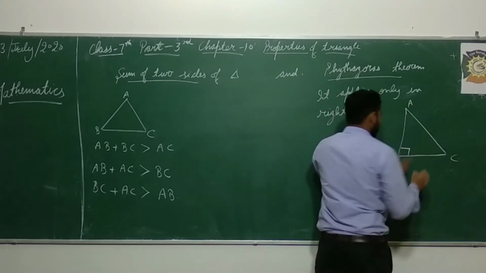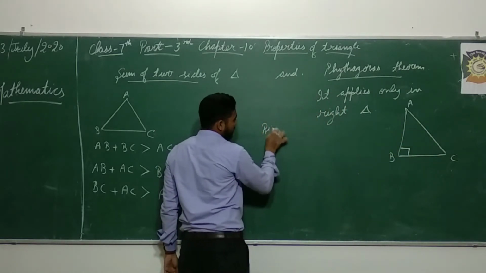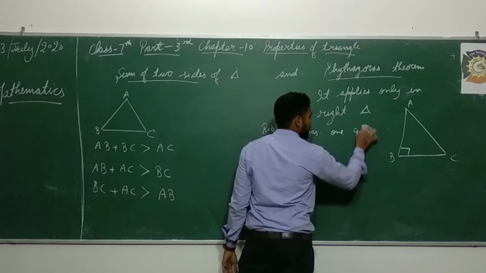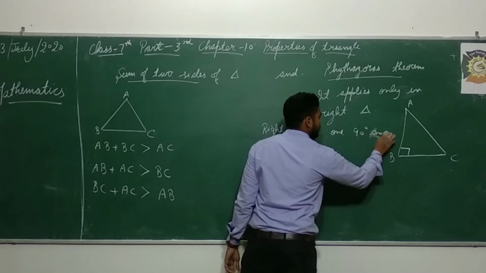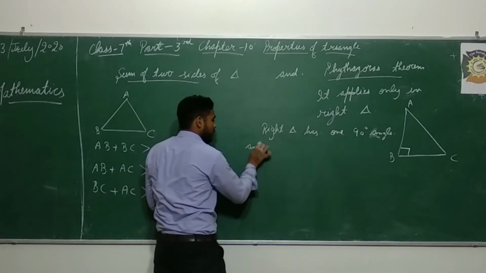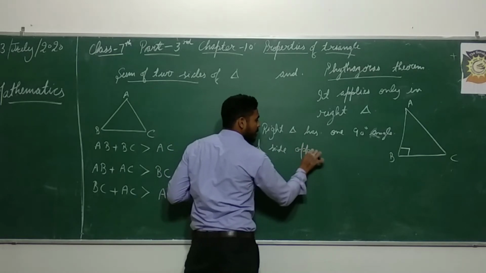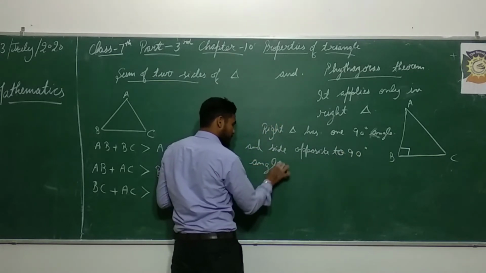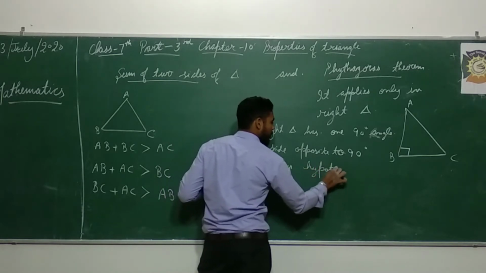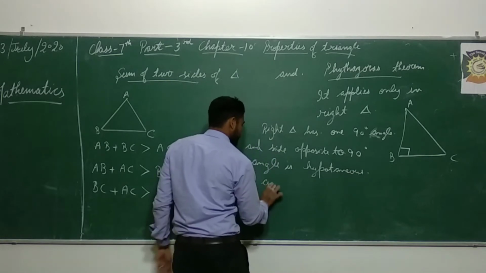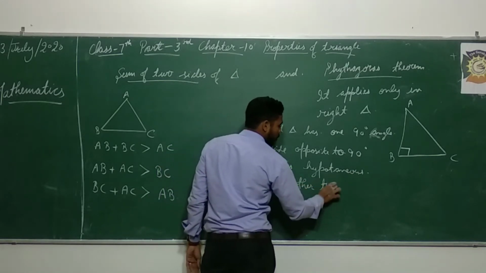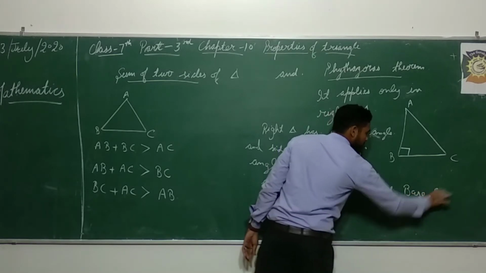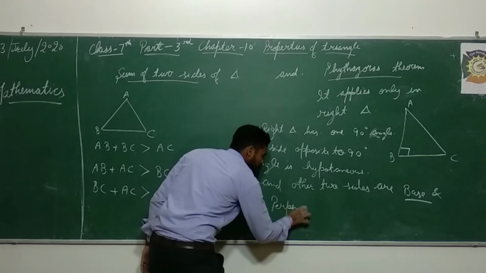a right triangle has one 90-degree angle, and the side opposite to the 90-degree angle is the hypotenuse, and the other two sides are the base and the perpendicular.